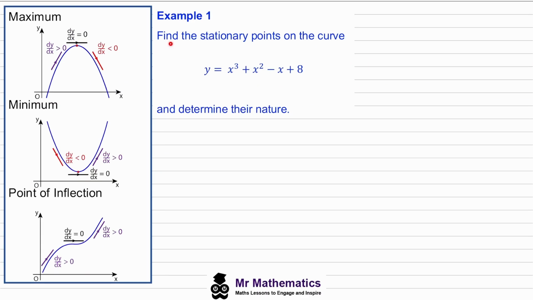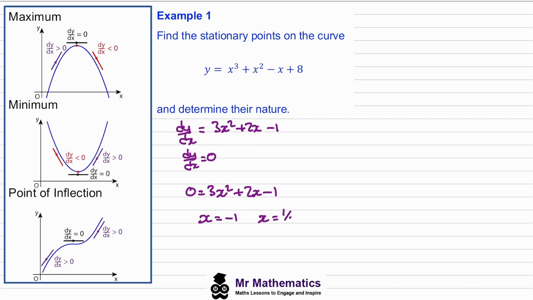So for example 1, we've been asked to find the stationary points on this curve, and then determine their nature. So the first thing we need to do is differentiate this to find dy by dx. This will be 3x squared plus 2x minus 1. And we know at the stationary point this gradient is 0. So we'll set dy by dx to equal 0, and then we'll solve this equation to find the different x values. We can solve this on our calculator, and we get x is equal to -1 and positive 1/3.